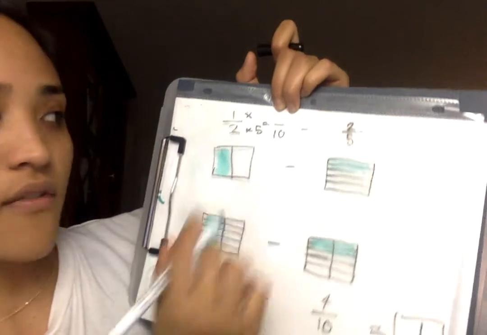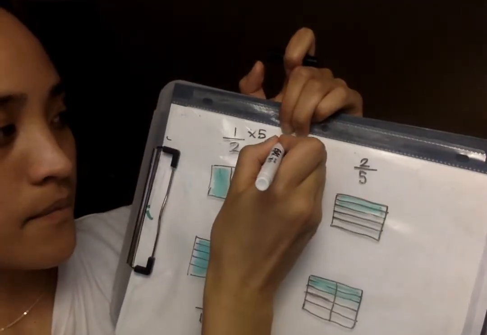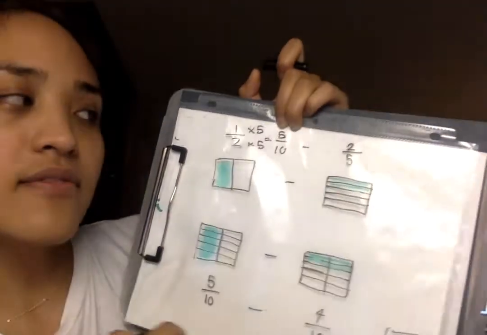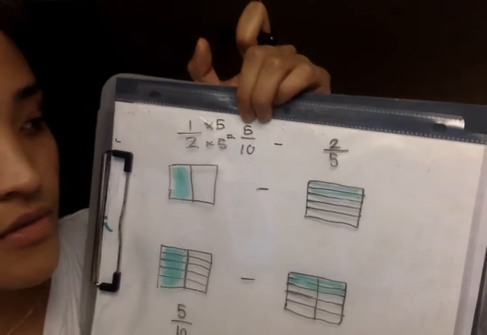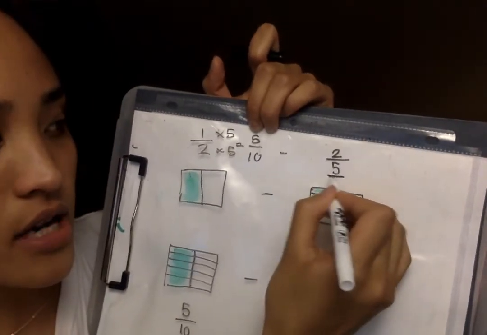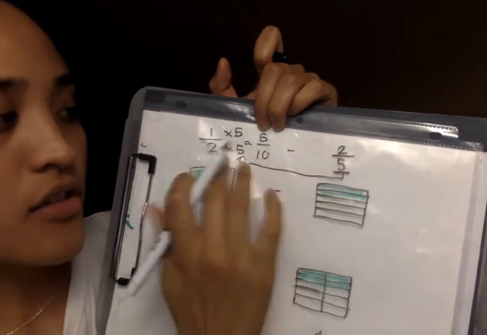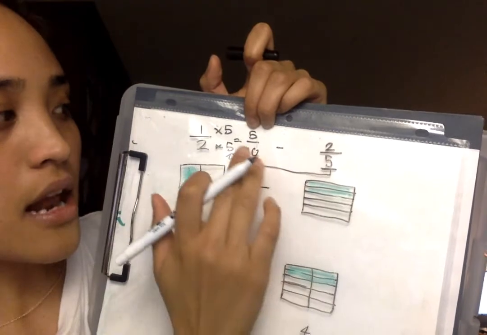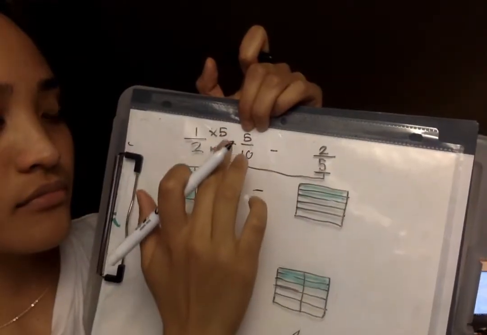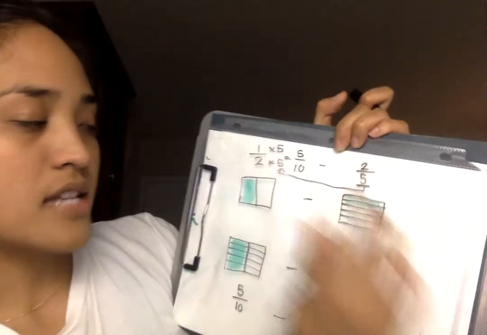And how did I get this 5 on the top? What did I multiply it by? 5. 1/2 is the same as 5/10. Now, where else do you see this 5? Right over here. I multiplied the other fraction's denominator, right here, and I multiplied the top and bottom by that denominator. Now I'm going to do the same thing over here.